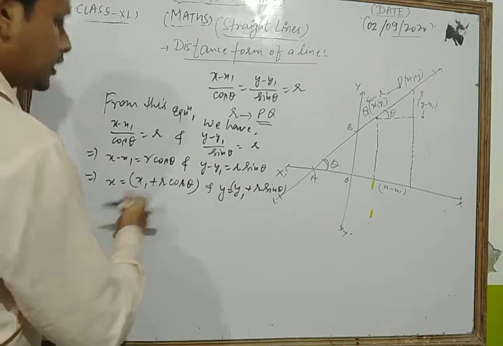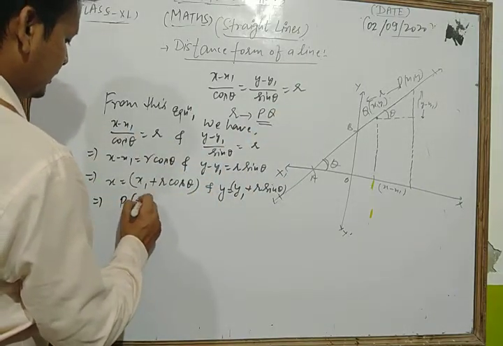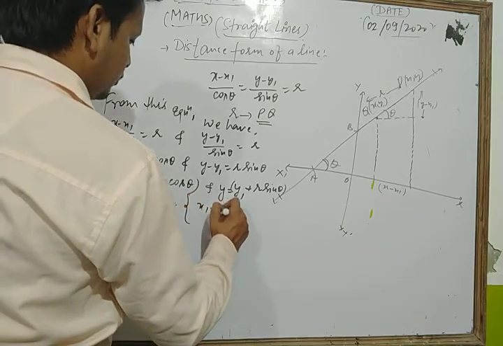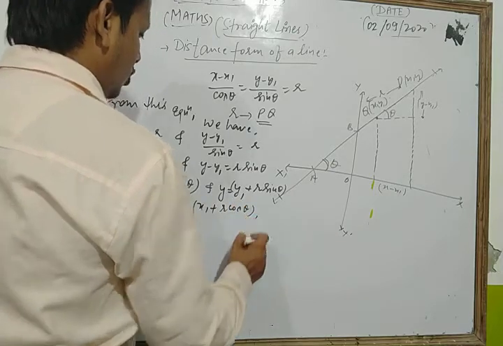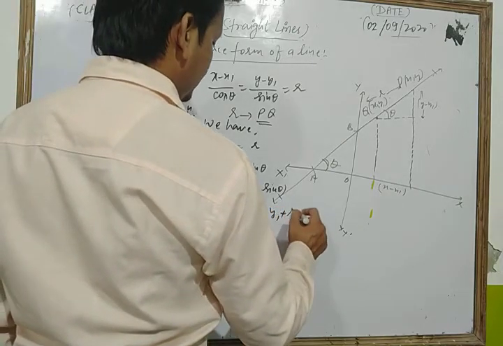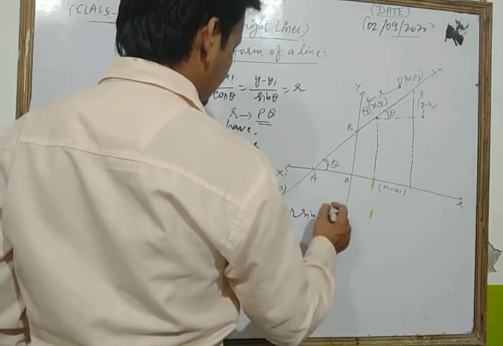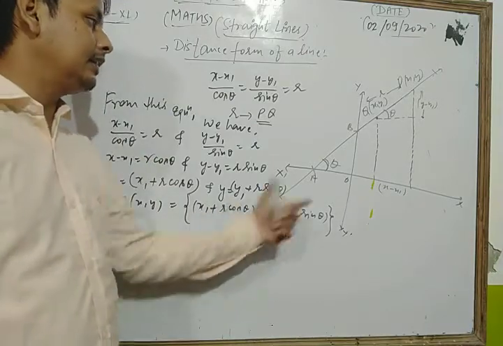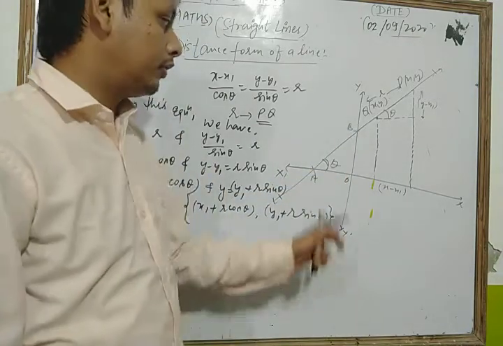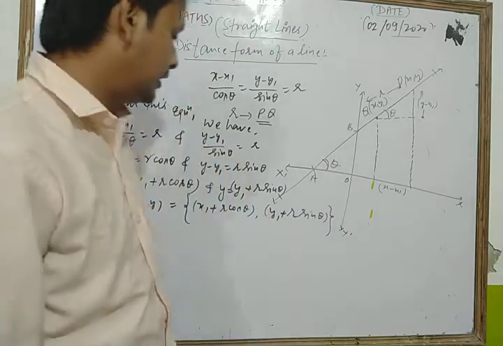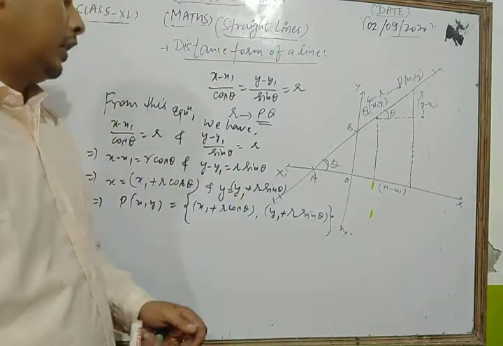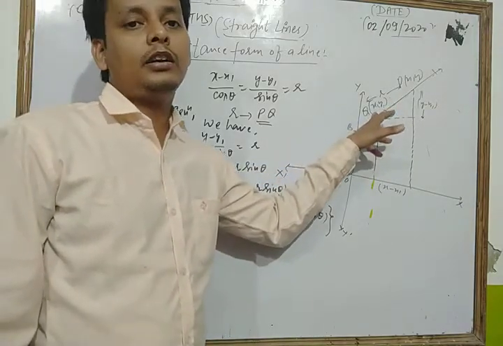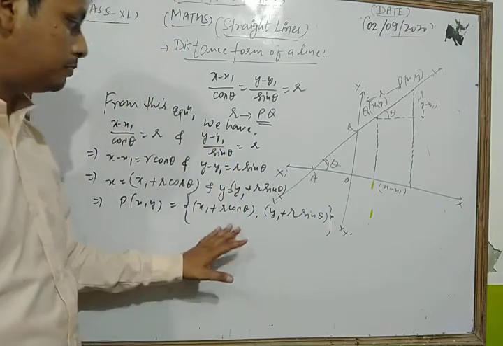This is the coordinate of point P: (x, y) is equal to (x1 plus r cos theta, y1 plus r sin theta). Here theta is the angle made by that line with the positive direction of the x-axis, and r is the distance of that point from the point through which the line passes. This is one important relation between them.